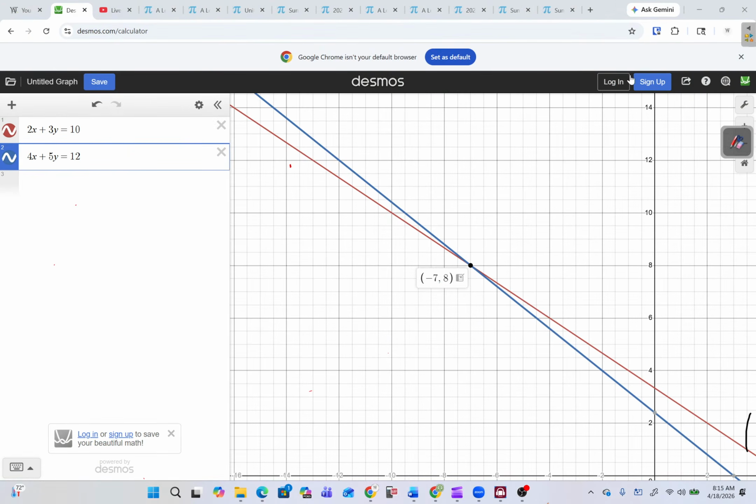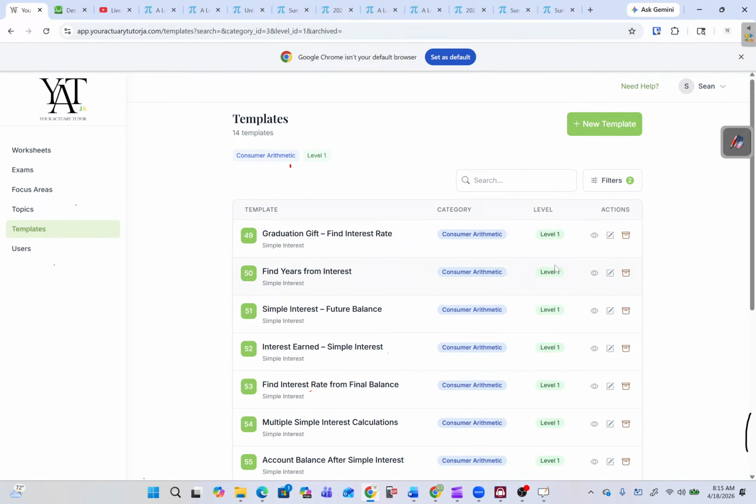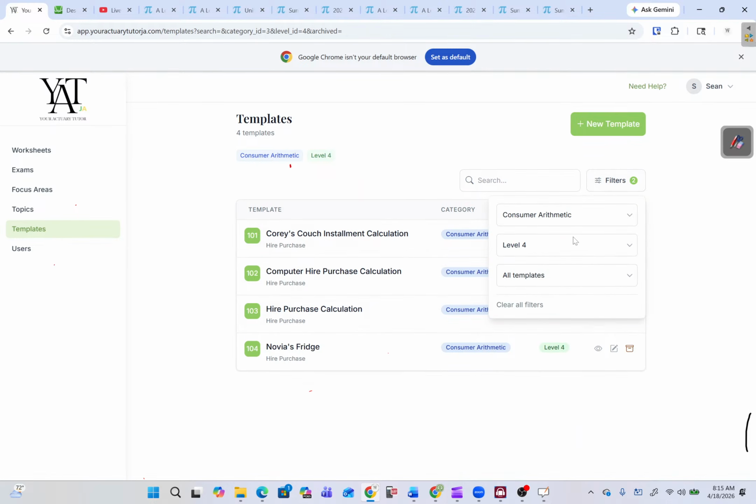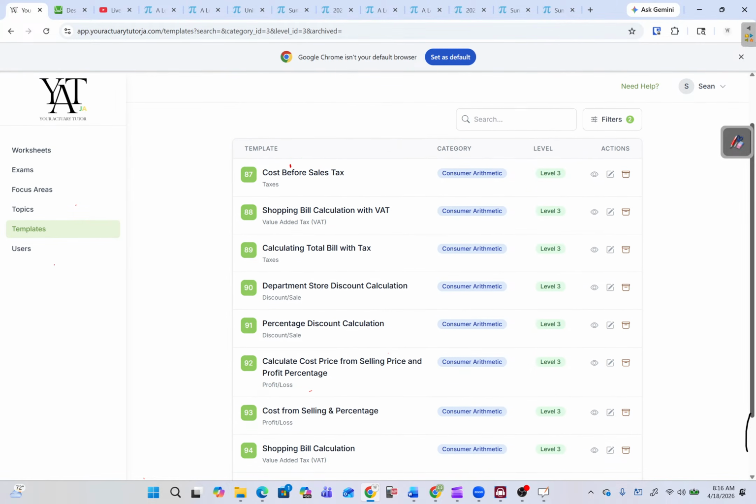All right, let's jump in the platform and let's see what we can pull up. What do we want to work on today? Somebody tell me what you want to work on in the consumer arithmetic realm. Well, this is percentages, so let's do tax. Want to do tax? No, that's a level 4. Let's do tax. Let me know. Everybody in that comment section, put something there. All right, value added tax. Do you want to work on that today? I think so.